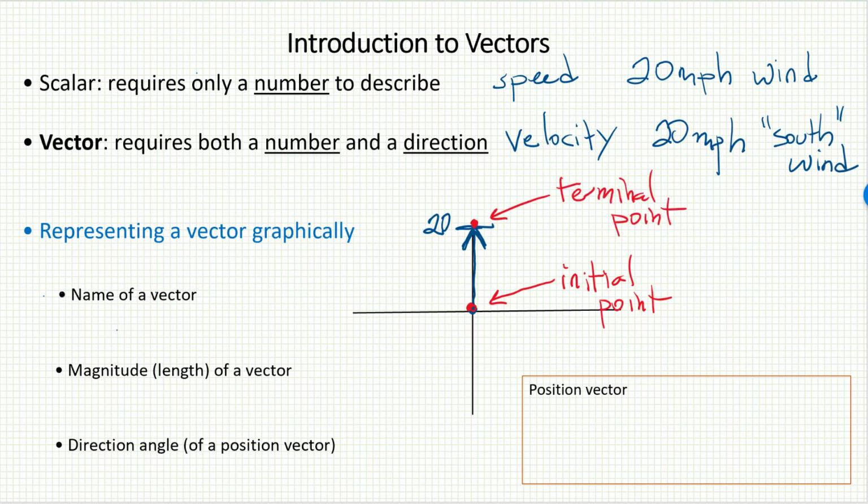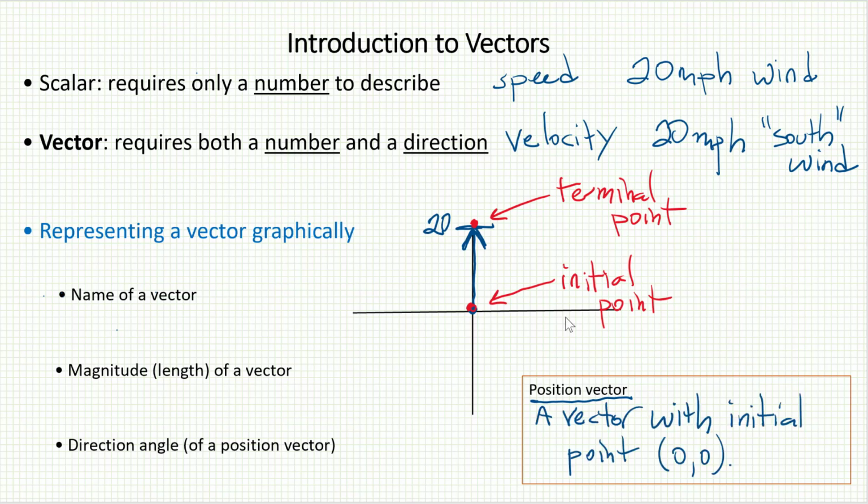This particular vector that I drew is called a position vector. A position vector is a vector whose initial point is 0, 0. In other words, the vector starts at the origin. We will see there are some advantages to position vectors.